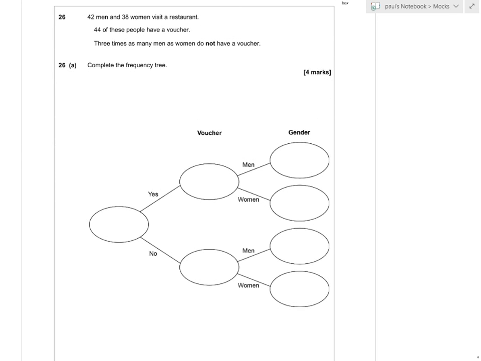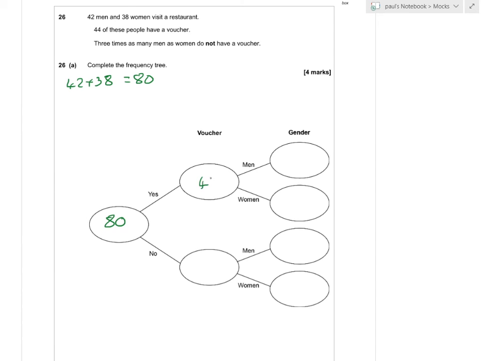42 men and 38 women visit a restaurant. 44 of these people have a voucher. So, 3 times as many men as women. Okay, let's do the first bit. 42 plus 38 is equal to 80 people. So 80 people go to the restaurant.